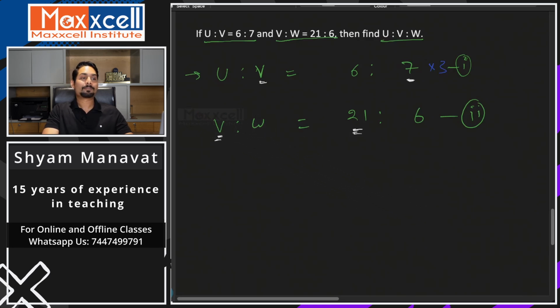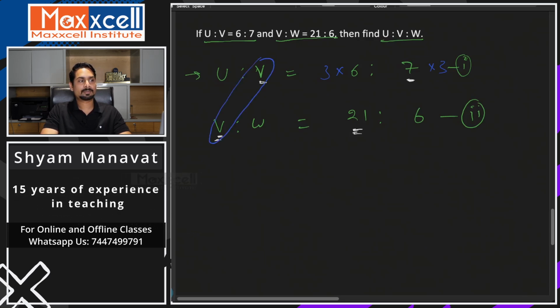Very good. Because we are learning ratio, what is the property of ratio? If you multiply one term by a number, you have to multiply all the terms of that ratio by the same number. It means if I am multiplying this 7 by 3, I also have to multiply the next term by the same number, 3. That's the property of ratio. Are you okay with this?